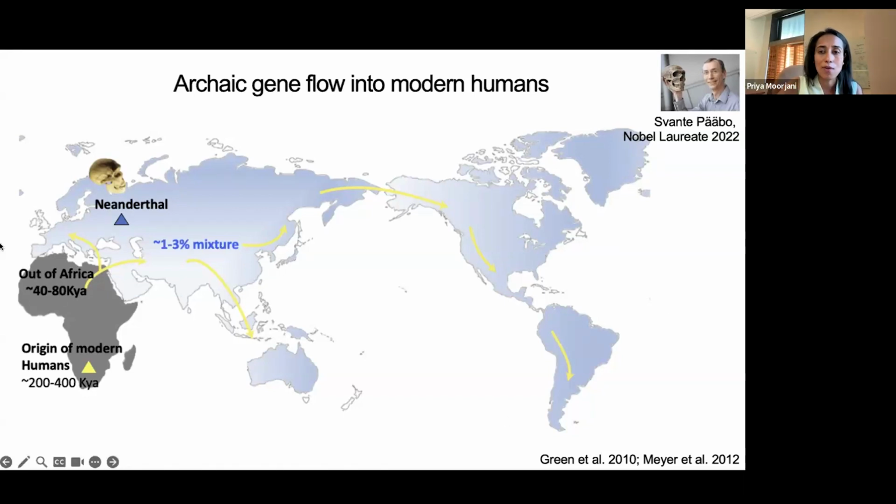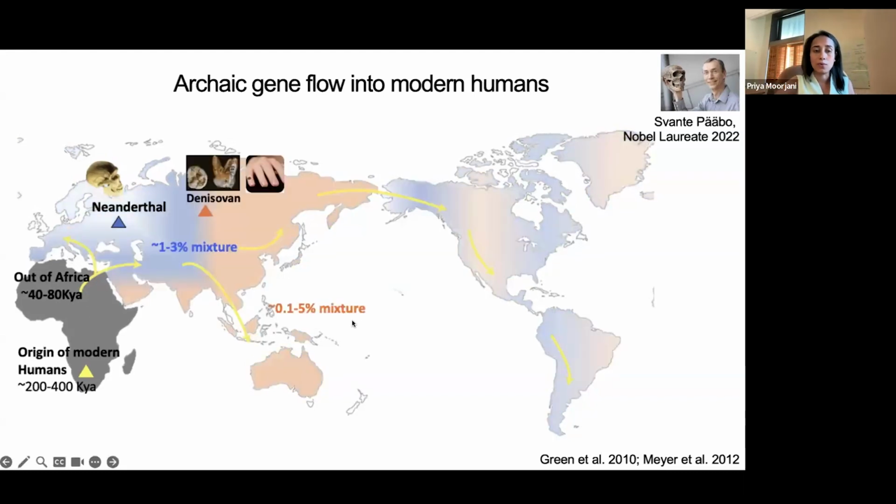But when we came out of Africa, we were not alone. There were other groups of humans living there, like Neanderthals. And when we met with Neanderthals, there was mixture between our ancestors and Neanderthals, such that all non-Africans today have about 1 to 3% of Neanderthal ancestry. And we also find that there was mixture between other groups that were also living outside of Africa.